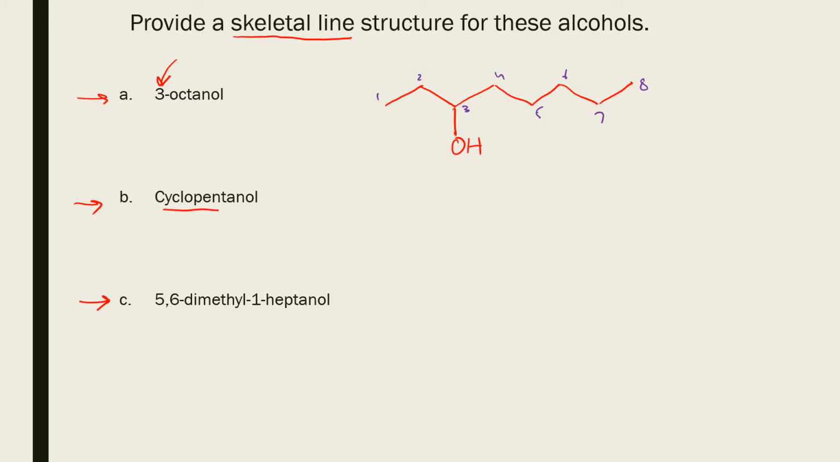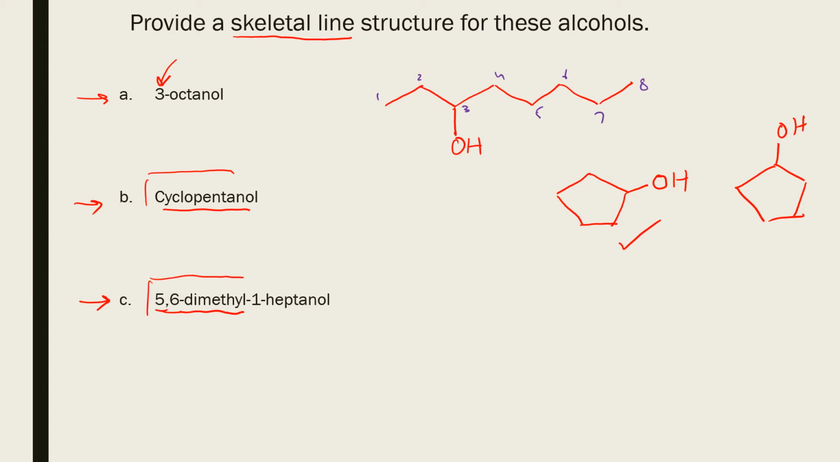Next is cyclopentanol. Cyclopentanol means it's an alcohol with cyclopentane. Cyclopentane is a cyclic hydrocarbon with a pentagon kind of structure, and because it's an alcohol, it must contain an OH group. In this case you can attach the OH group on any carbon. It could be this way or it could be this way. It does not matter where you draw the OH group, it's always going to be cyclopentanol. And finally, the last example is 5,6-dimethyl.